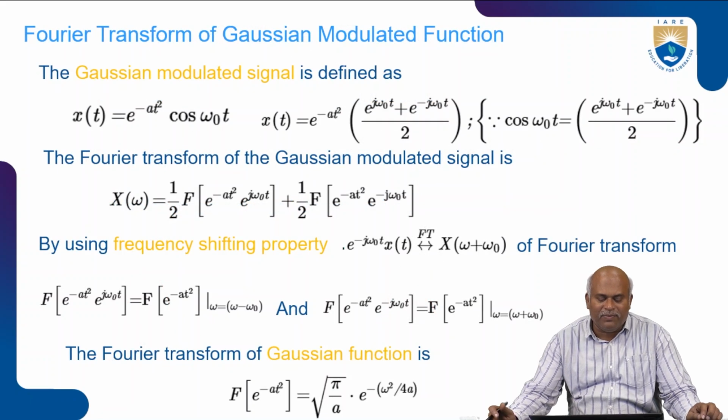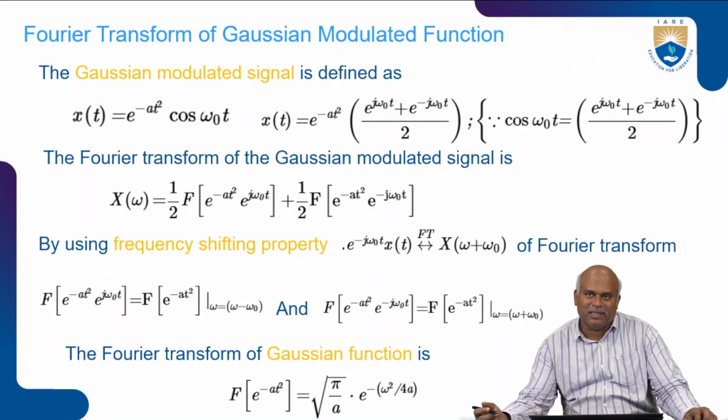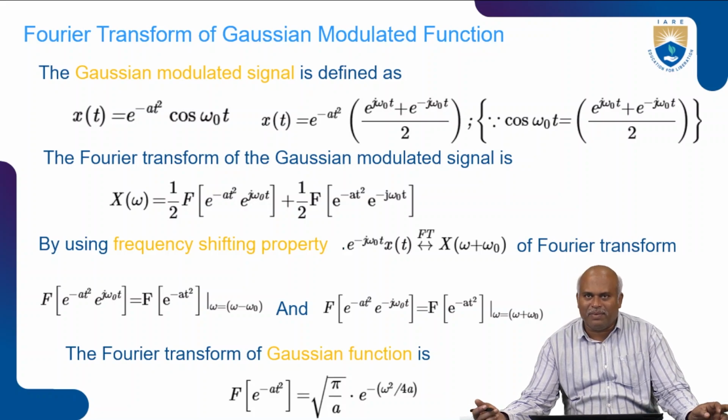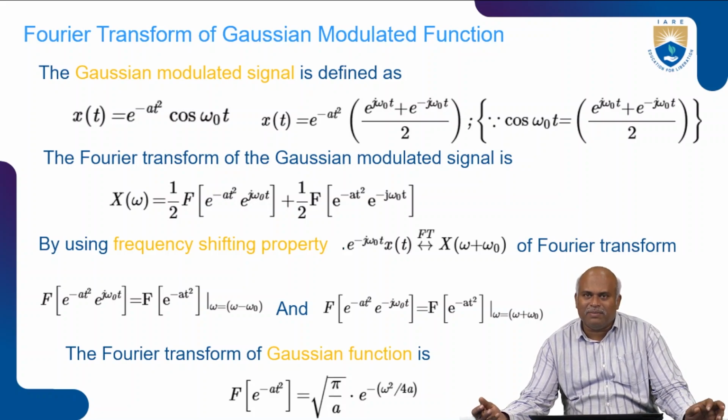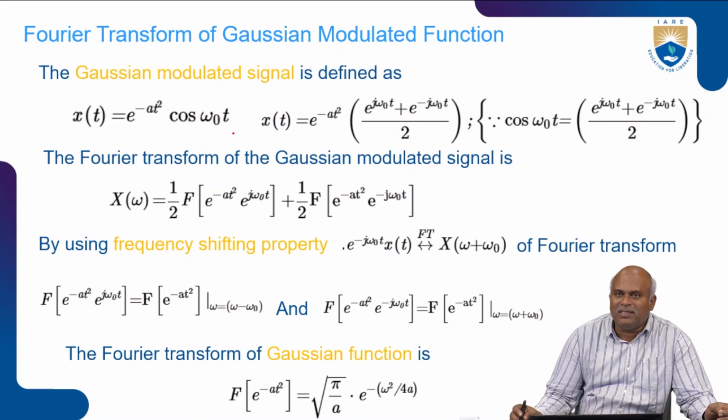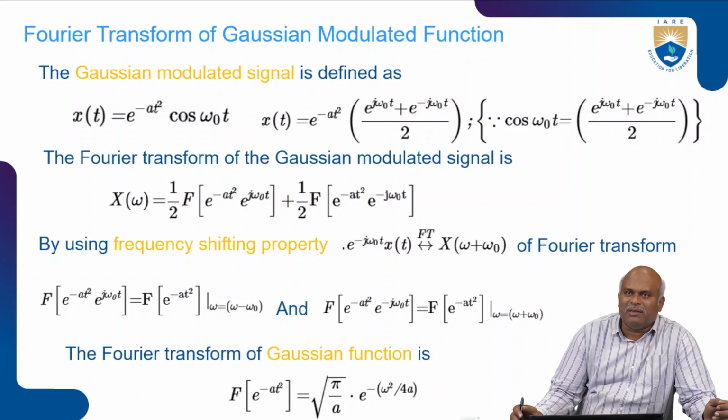Next, we go to the Fourier transform of the Gaussian modulated function. What is the Gaussian modulated function? It is represented as a multiplication of a Gaussian with cosine or sine terms. So now we take x of t, the exponential Gaussian function e power minus a t square, multiplied with cos omega 0 t. This we call the Gaussian modulated function.